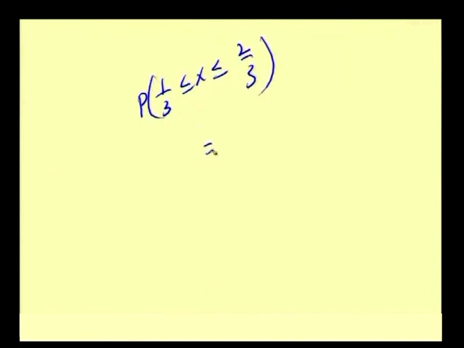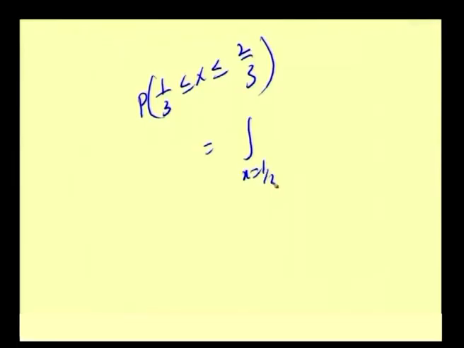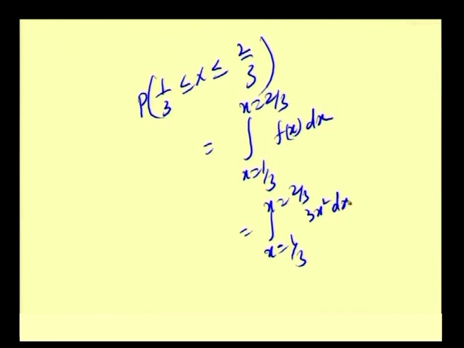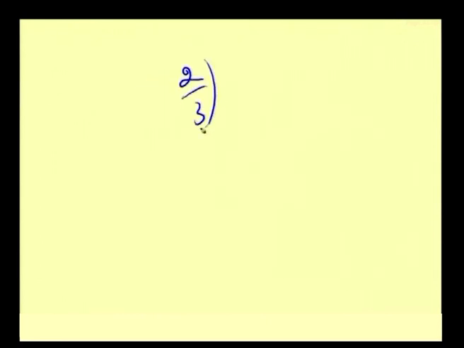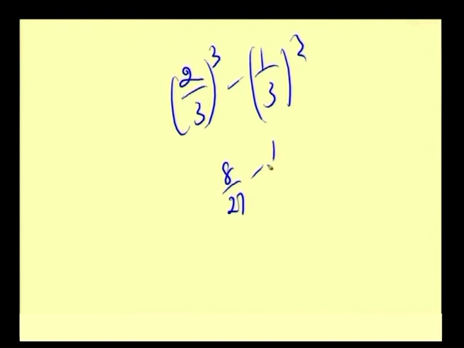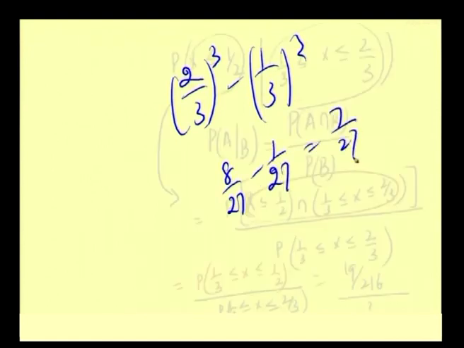Again, using the relation between probability and PDF, it is the integral from x equal to 1 by 3 to x equal to 2 by 3 of f of x dx. That is the integral from 1 by 3 to 2 by 3 of 3x square dx. It is integrated as 3x cube by 3 from 1 by 3 to 2 by 3, the 3 gets cancelled, and you get 2 by 3 whole cube minus 1 by 3 whole cube, that is 8 by 27 minus 1 by 27, which is equal to 7 by 27.